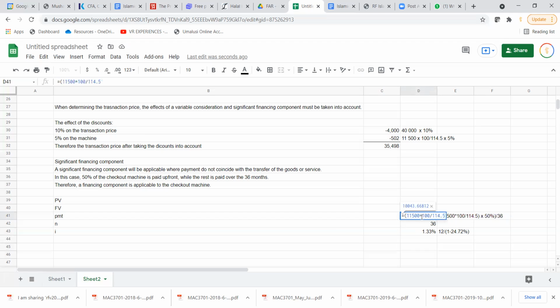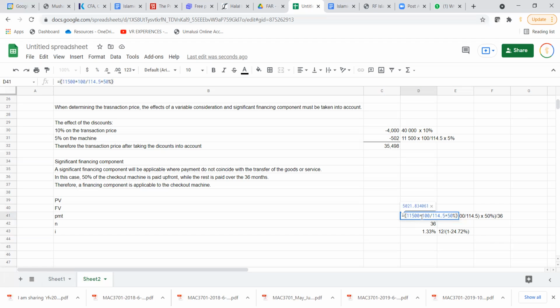We're not going to pay 100% over 36 months. You're only going to pay 50% over 36 months. So we're only going to pay, what did I say? Only going to pay 50%. So therefore, I'm going to multiply this by 50%. Okay. So that will tell us that 5,021, that is what we have to pay over 36 months.